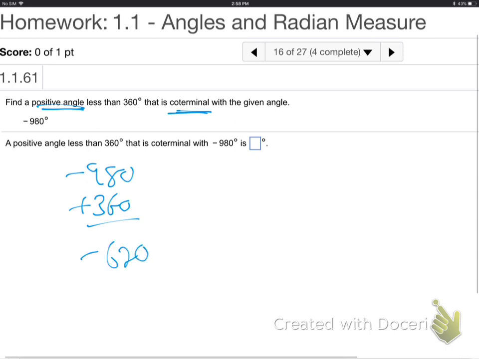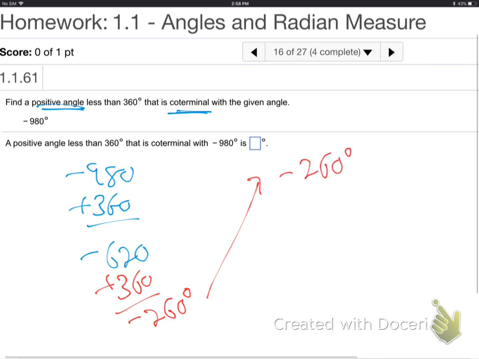And then you've got to keep going until it gets positive. Right. Because they want it positive. So just add another 360. Is that minus 260? Okay, I'm still negative. So one more. Add another. So I just keep adding 360s.